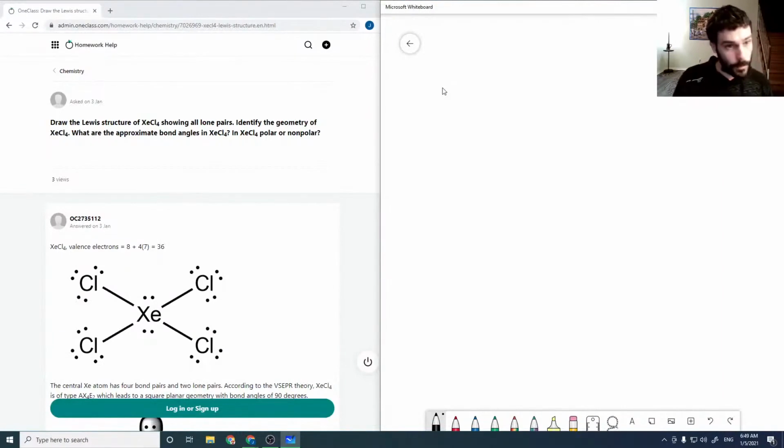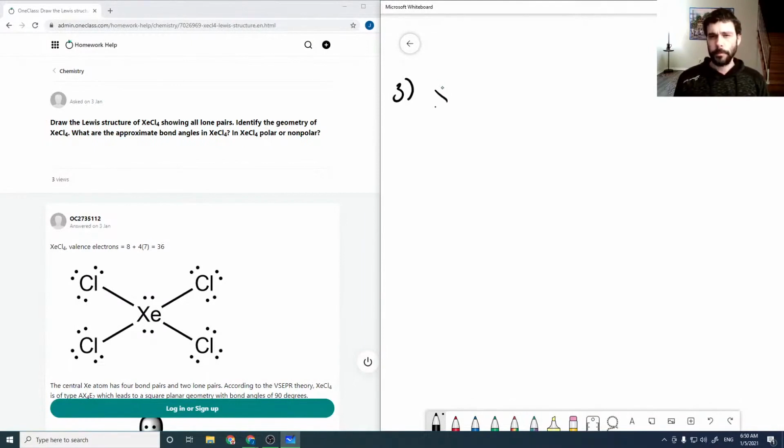Okay, so for the third question, we need to draw the Lewis structure for XeCl4, show all lone pairs, and identify the geometry. What are the approximate bond angles, and is it polar or non-polar?